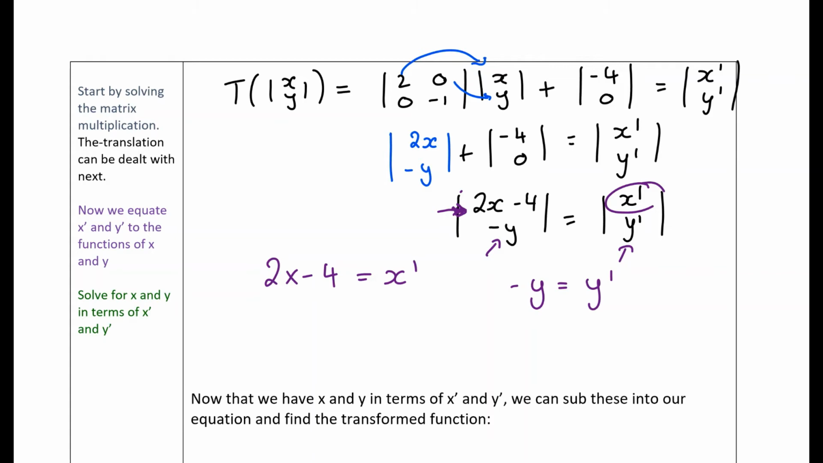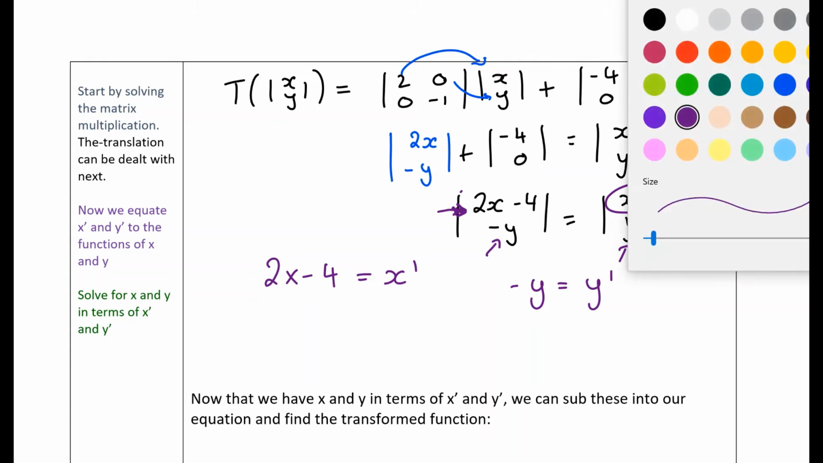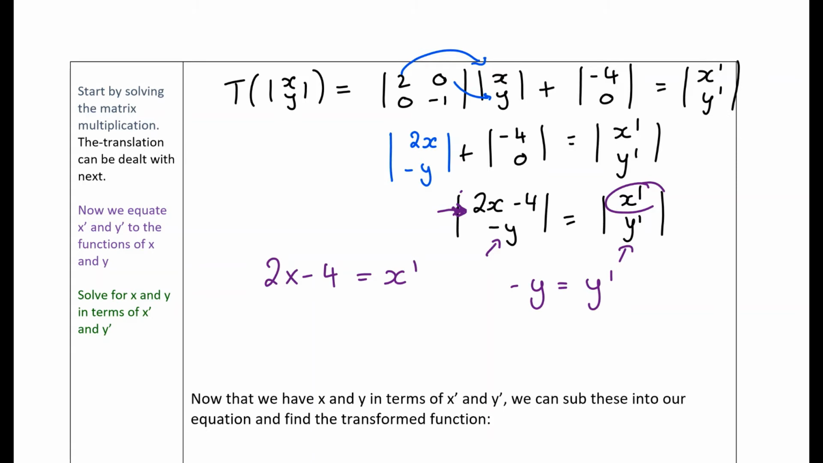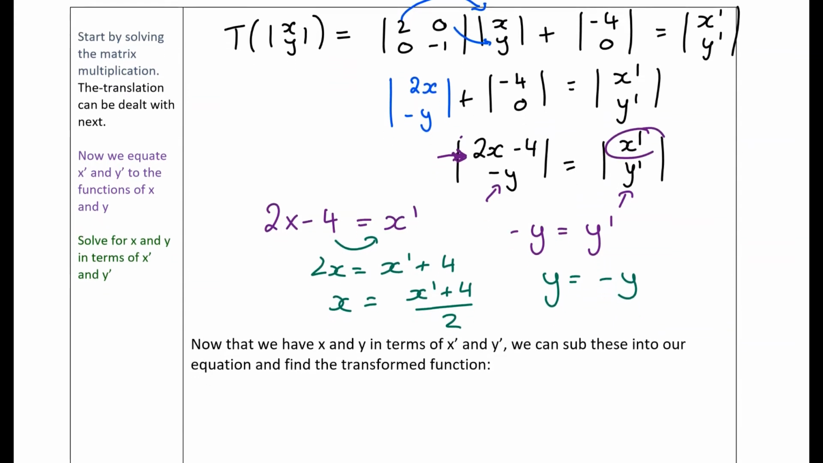Let's get the x and the y as we know it in terms of only my new x and new y. So this will be 2x plus 4, and we're dividing by 2. You might recognize that. Here I'd be taking the negative 1 over and saying y equals negative y. Now once we've done that, you'll see that there was a method to our madness. There's a reason why we did it.